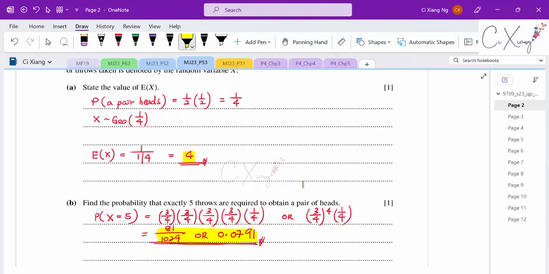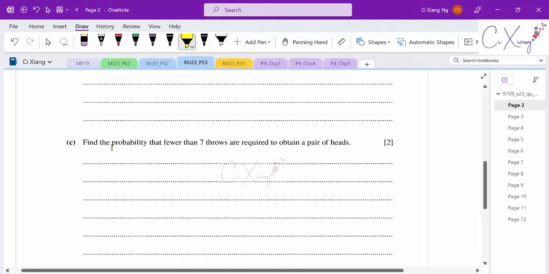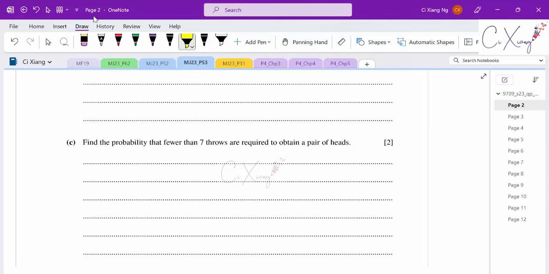Let's proceed to part C. They want us to find the probability that fewer than 7 throws are required to obtain a pair of heads. So we want to calculate the probability that we need less than 7 throws to obtain a pair of heads. Just to recall, to find any probability in geometric distribution of the form x smaller than or equal to something, there's a shortcut formula we can apply: for x smaller than or equal to r, the shortcut formula is 1 minus q to the power r. You can apply this, which is much shorter than working it out exactly.